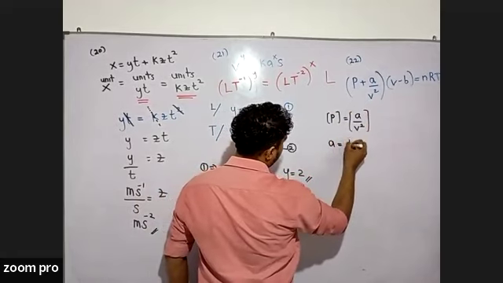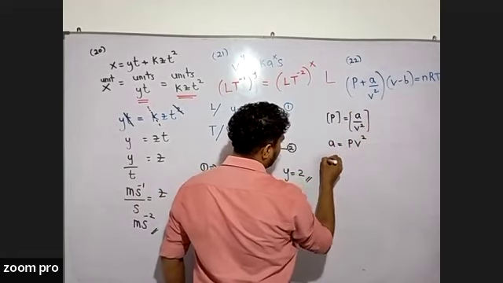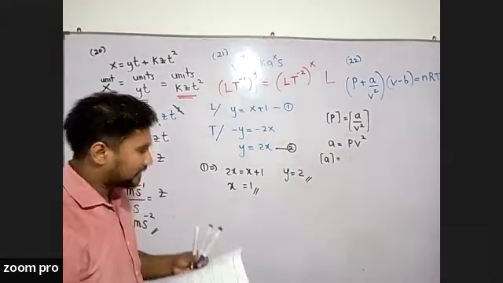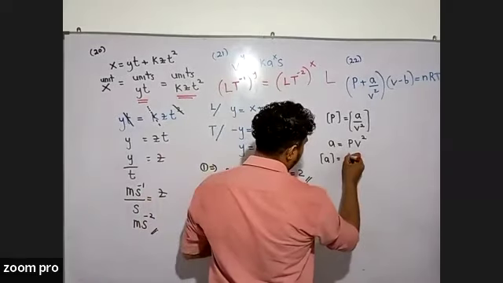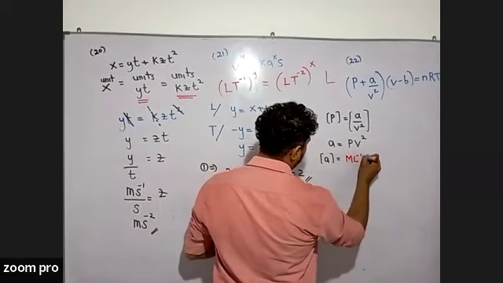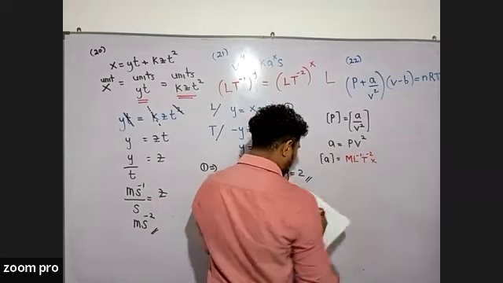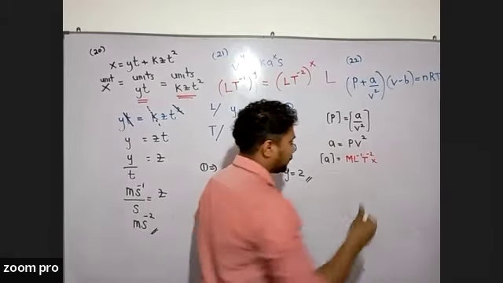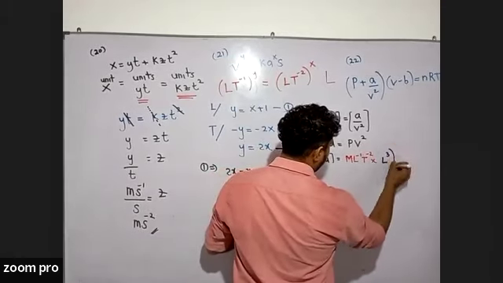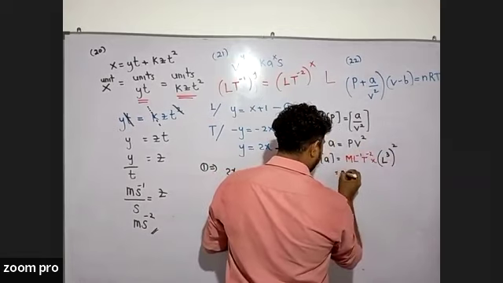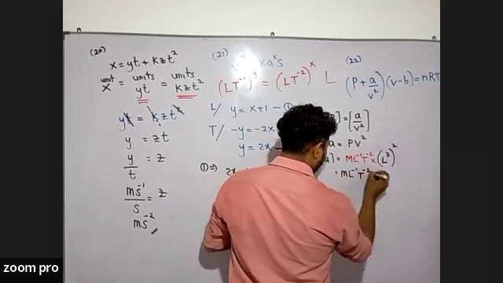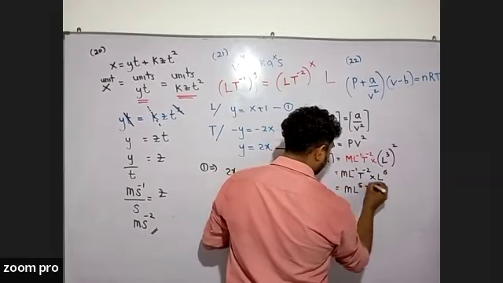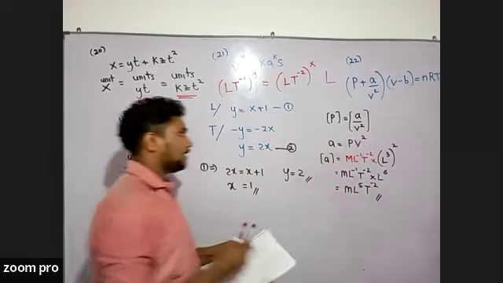Then A should be equal to P V squared. So in order to obtain the dimensions of A, let's substitute the relevant dimensions into this equation, right? Here P means pressure, that means M L minus 1 T minus 2. Now V means volume, so the dimensions of volume should be equal to L cubed, isn't it? So we have to consider the square, right? Then it should be L to the power 6. This is the dimensions of A, right?